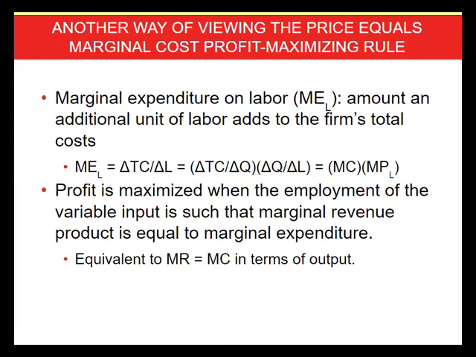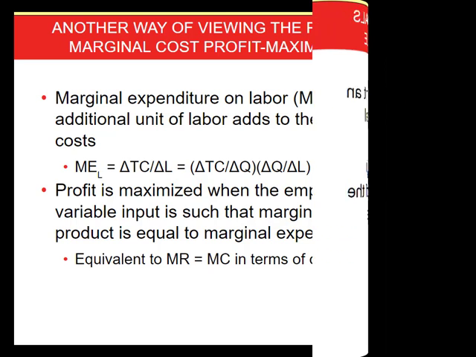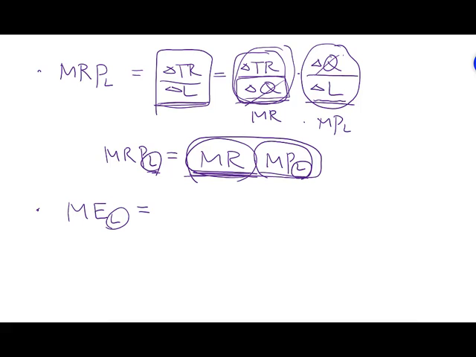And then another definition you want to learn is called marginal expenditure on labor. Basically, marginal expenditure on labor, as you can read from the slide, is the amount an additional unit of labor adds to the firm's total cost. So when you hire one more unit of labor, how much money do you need to spend to pay for that additional labor? In the case of labor as a variable factor here, the marginal expenditure, the additional expenditure on labor for one more unit, is the same as the wage rate per unit of labor, right?